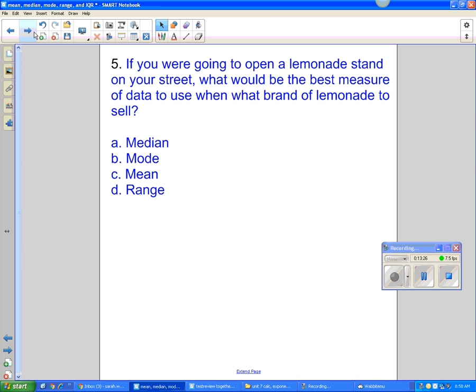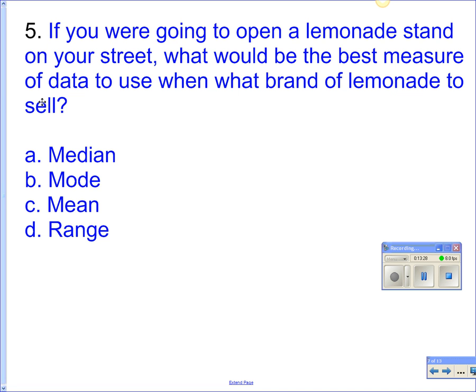All right, number 5. If you were going to open a lemonade stand on your street, what would be the best measure of data to use? It should say when choosing, I have a typo on there, when choosing what brand of lemonade to sell. What kind of lemonade am I going to want to sell? What brand am I going to want to sell?